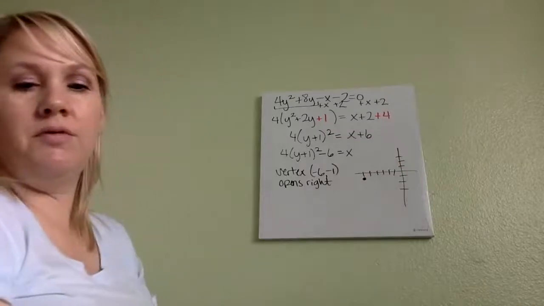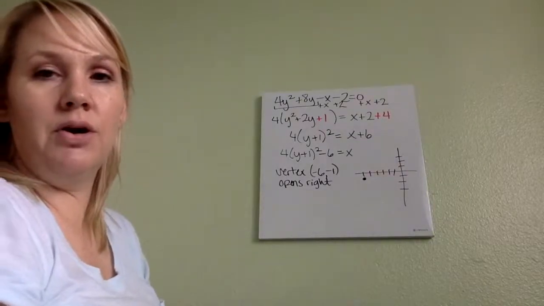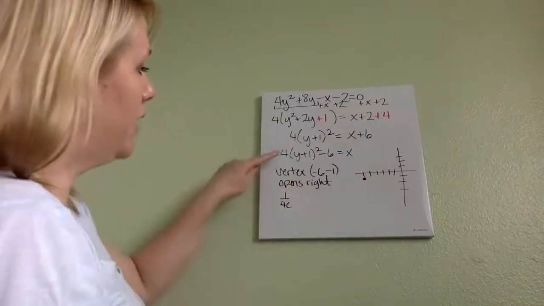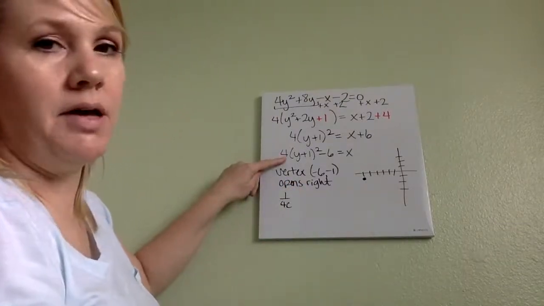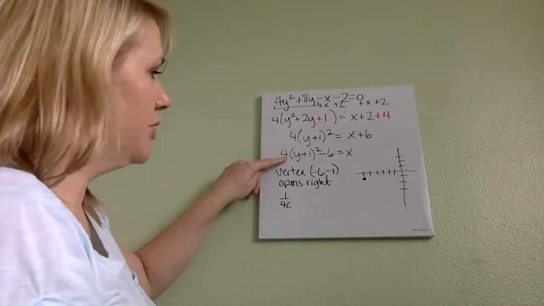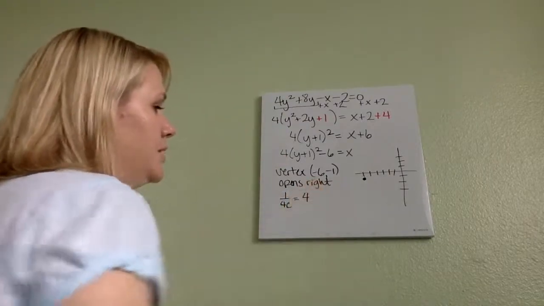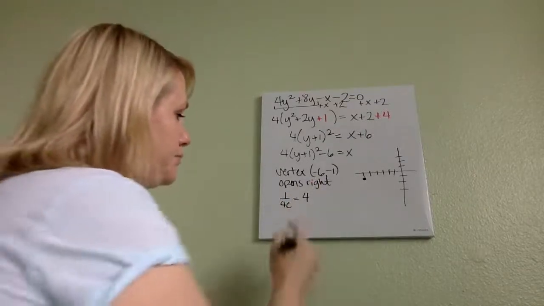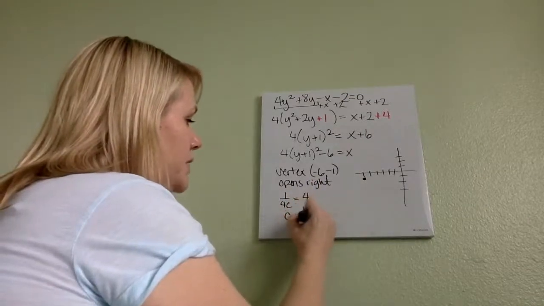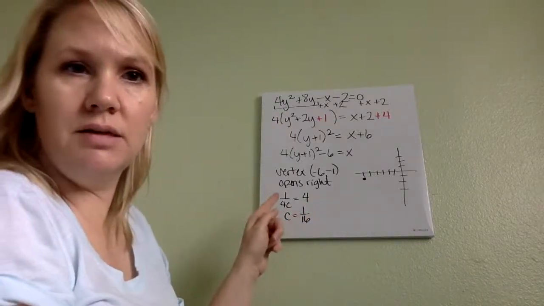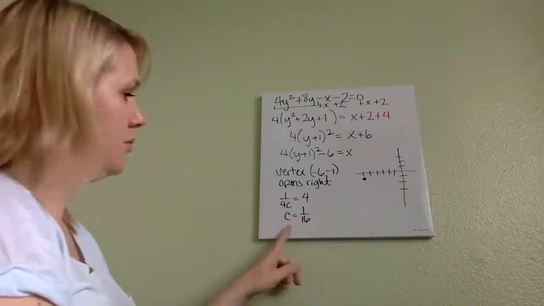So the next thing we would find is our focus and our directrix. We know that 1 over 4c is the value that's in front, our a value, and sometimes it's the number that's multiplied in front of our parentheses there. And so if we just solve for c, we get 1/16. I would multiply the 4c, or the c, to both sides and then divide by 4, giving me 1/16.